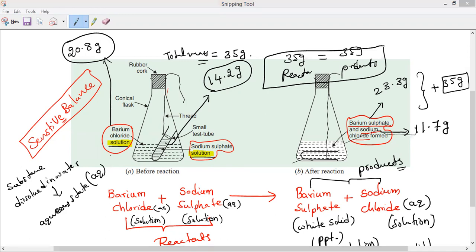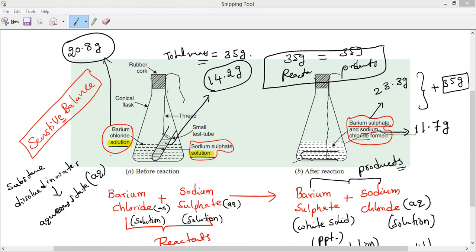Everybody? Yes. The total mass of the products in this chemical reaction is equal to the total mass of the reactants. So the given data is verifying which law? The first law of chemical combination, what is that law called, guys? Law of conservation of mass. I hope everybody understands that.